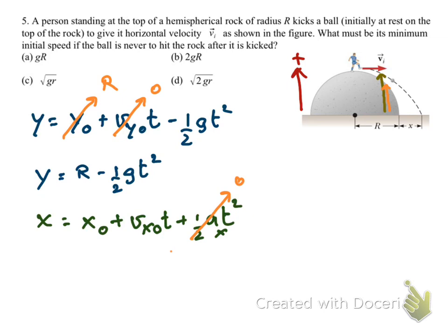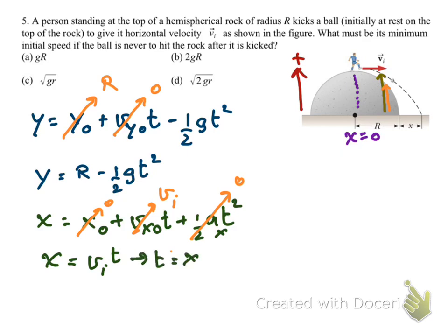For x0, we can set the initial value of the horizontal position to be 0, so x0 is equal to 0. And vx0, we can set equal to the initial velocity vi. So initially we have only the x component of the initial velocity. There is no y component. That's why vy0 is 0 here, but vx0 is not 0 because the person gives the ball the initial velocity in the x direction, which equals vi. So x is equal to vi t, or t is equal to x over vi.